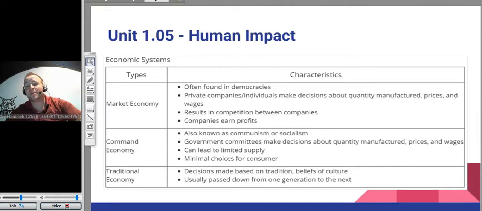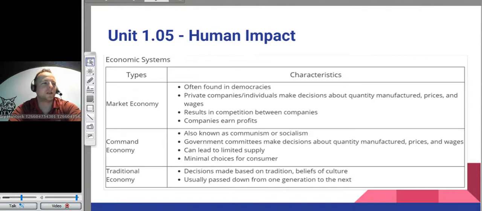Okay, another thing that humans impact socially is our economic systems. There are 3 different kinds of economic systems that we'll go over: the market economy, the command economy, and the traditional economy. Can you tell me which one of those 3, if anybody knows, type in the chat real quick. What is the United States? Would it be a market economy, a command economy, or a traditional economy? Okay, I have some people who know. I think a market, okay. Questions coming up, market.